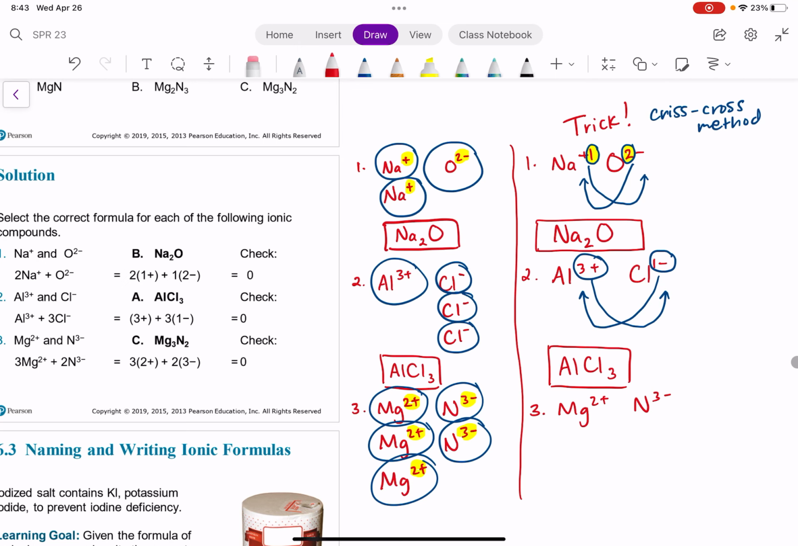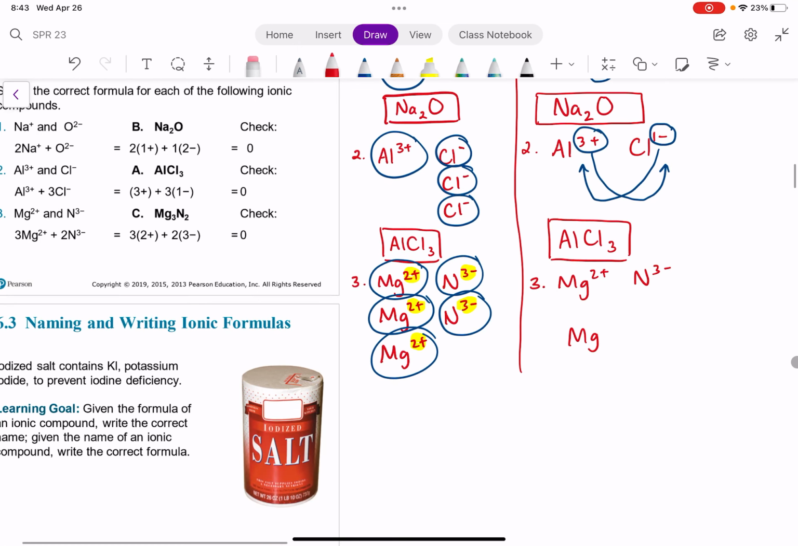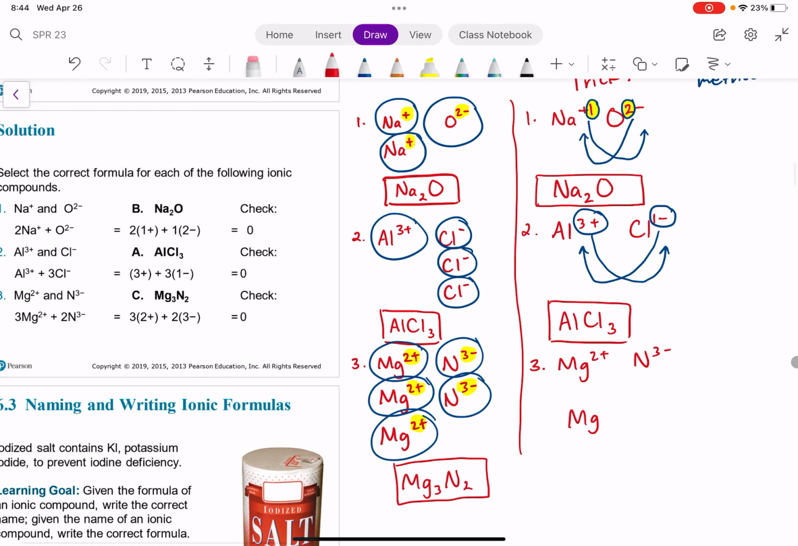Okay, if you wrote Mg, did we ever finish this one? Oh, I never wrote the final answer. Sorry. Okay, anyway, so if you wrote Mg3N2, you'd be correct.